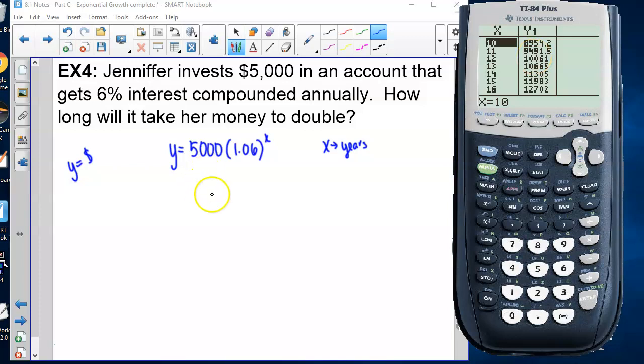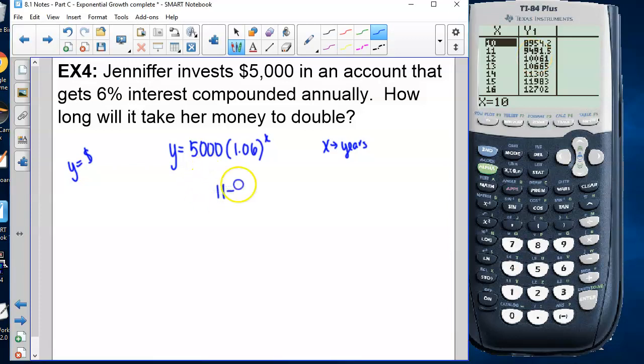It's between 11 and 12 years, but it's closer to 12 years, right? Because at 11 we have 949.1. So I will take anything between 11 and 12 years. A good guess would probably be like 11.8.